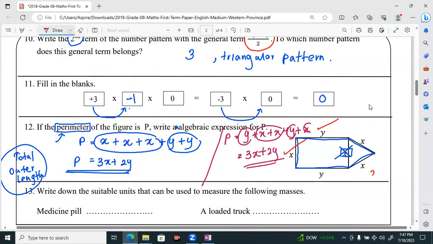Then you are given 2 marks. Here also 2 marks. Here also 2 marks. Each short question carries 2 marks. Okay?